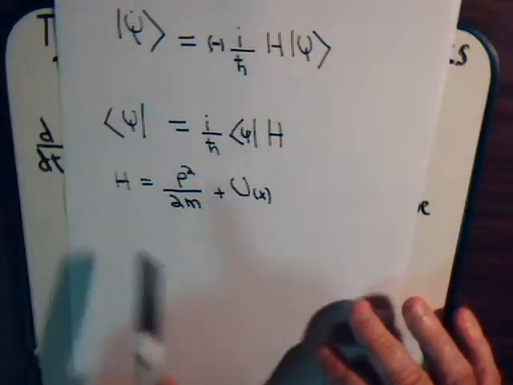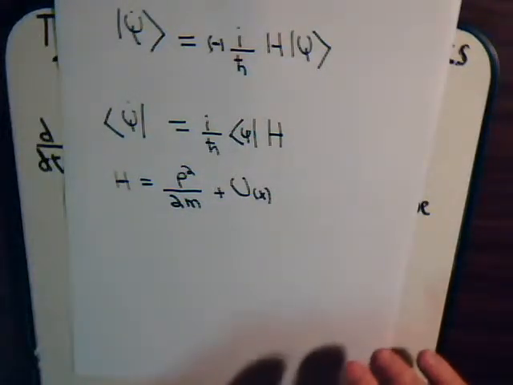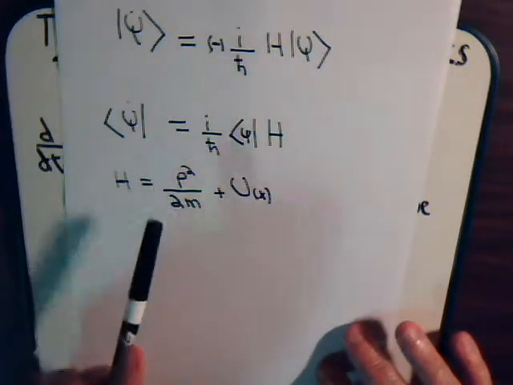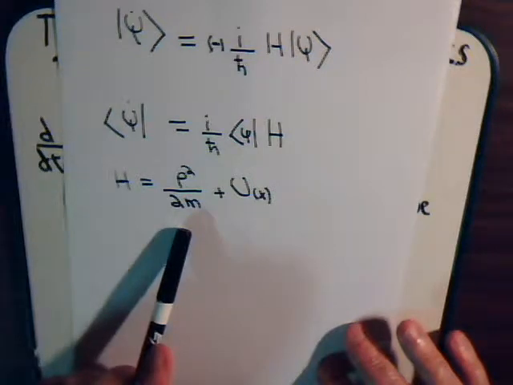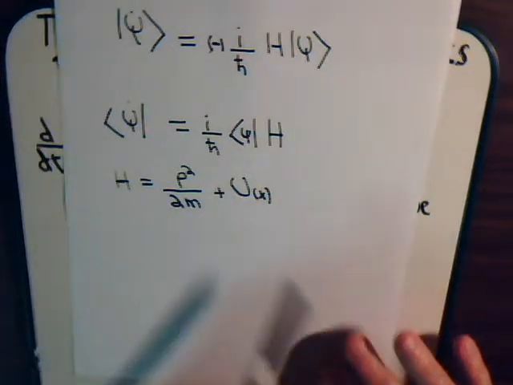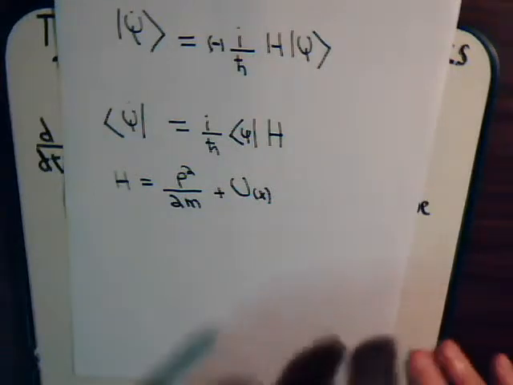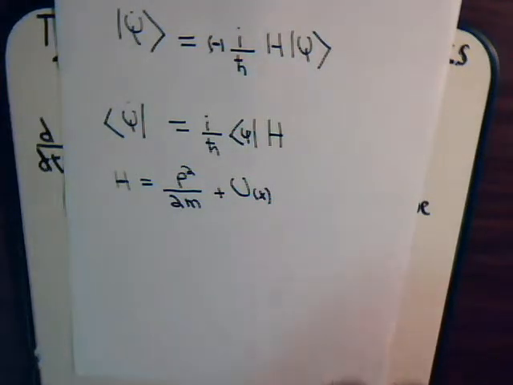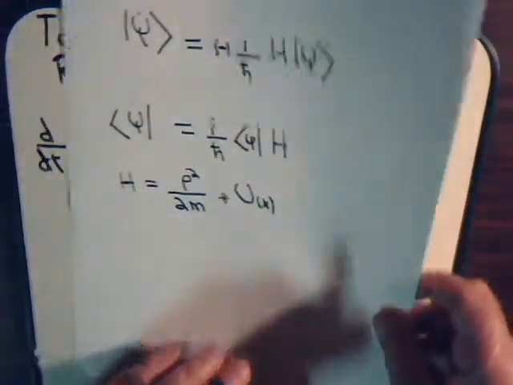is this. It's like the total energy of the system. The momentum squared divided by 2 times the mass plus u of x. But this is potential, and here we're saying the potential depends only upon x, because right now we're discussing quantum mechanical particles that exist only along the x-axis. Right now we're just restricting ourselves to one-dimensional cases.